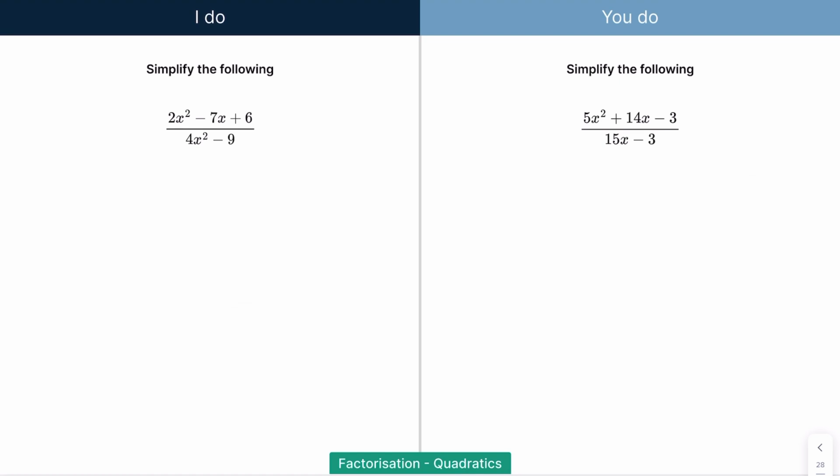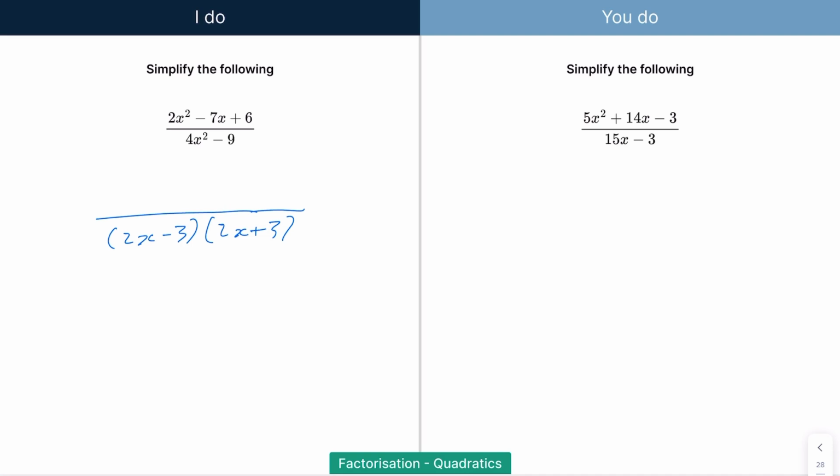So now we've got the exact same thing, but this time the quadratic has the x squared coefficient with a number in front of it, which is fine. So if I look at this, immediately the quick thing I spot is the denominator has the difference of two squares. So that means at the top somewhere we must have one of these two.